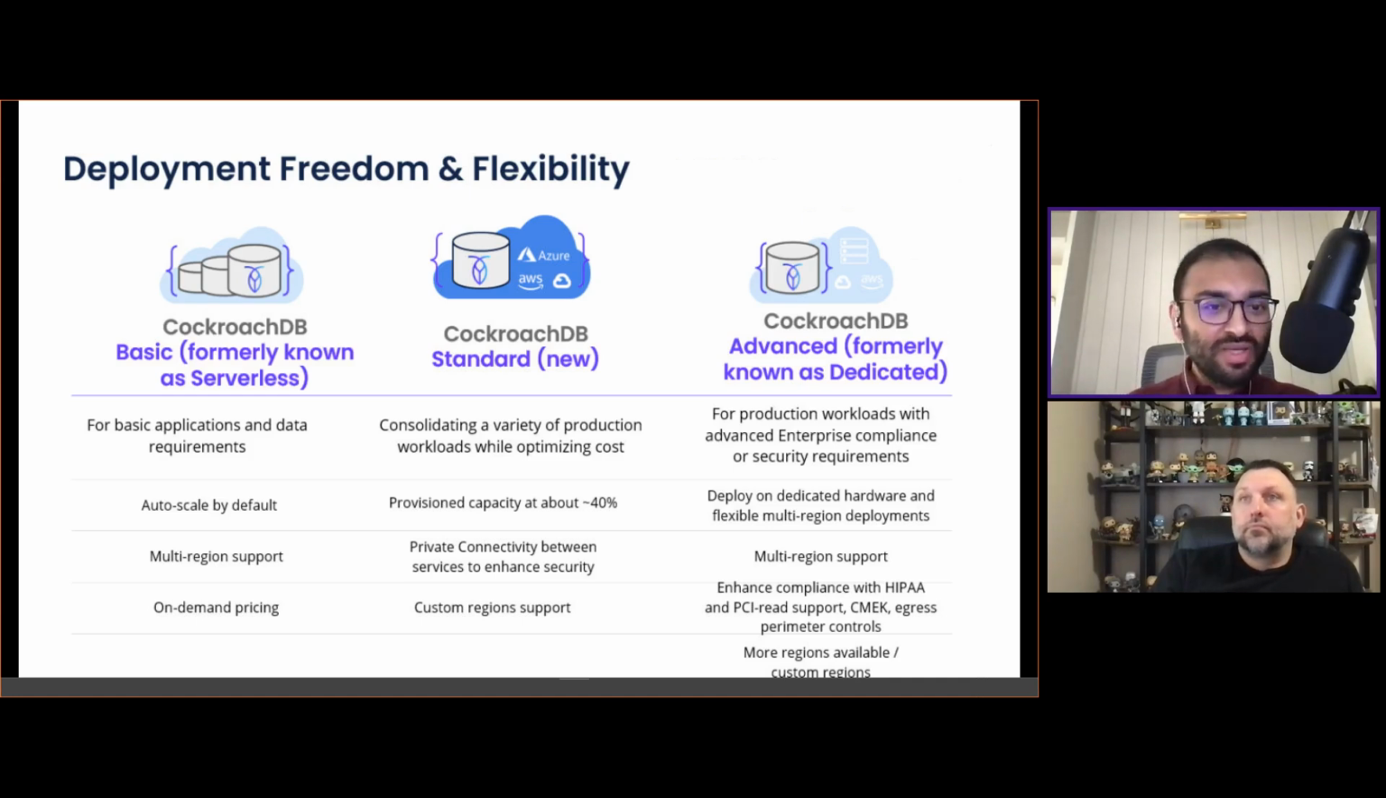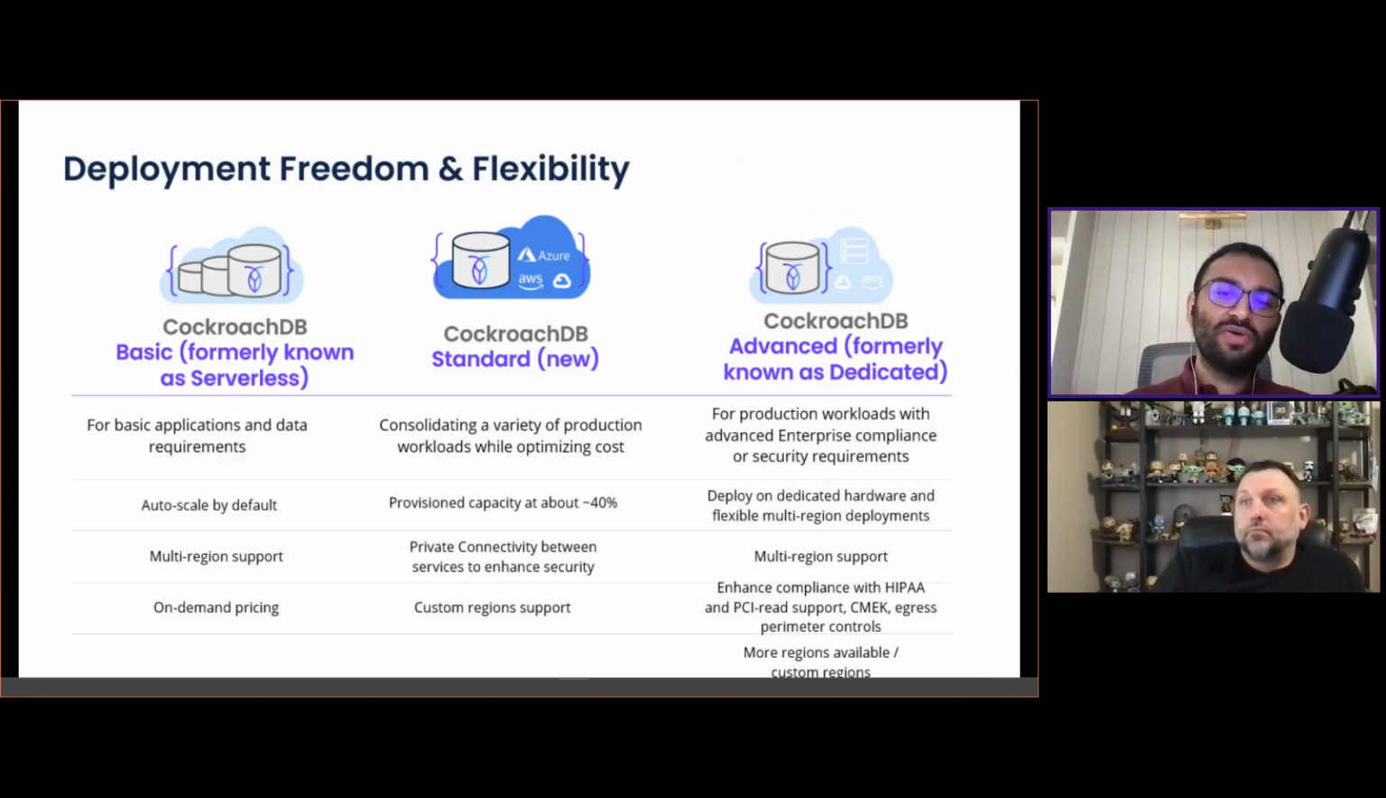So if you're familiar with CockroachDB serverless, it's formerly known as that, we have CockroachDB Basic. Basically, it's an auto scale by default type of deployment with multi-region support and on-demand pricing. So you pay as you go. If you have an ephemeral workload, it's ideal for those testing type use cases, right? Then you have CockroachDB Standard, where you get enhanced features such as private connectivity between the services to enhance security, custom region support as well, while consolidating a variety of production workloads, while making sure that you optimize the cost for that as well. So that's CockroachDB Standard.